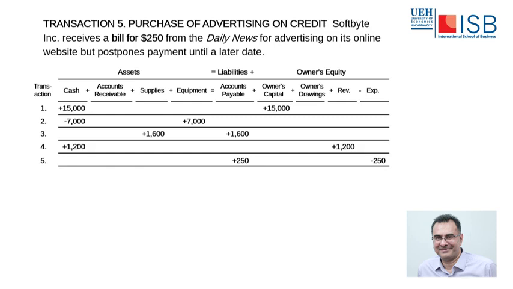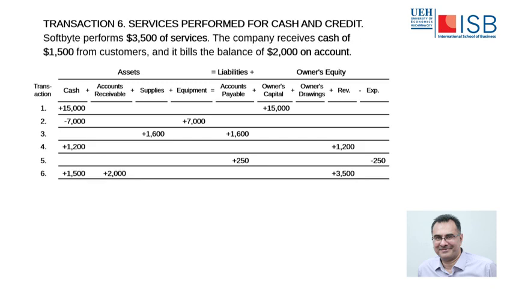Moving on to transaction number 6, services performed for cash and credit, $3,500. The cash that I receive is $1,500, and the bills on account is $2,000. So here I will receive cash, so my assets go up by $1,500. I have another asset which is accounts receivable, which goes up by $2,000, and on the right side under equity my revenues will go up by $3,500 to balance the equation.